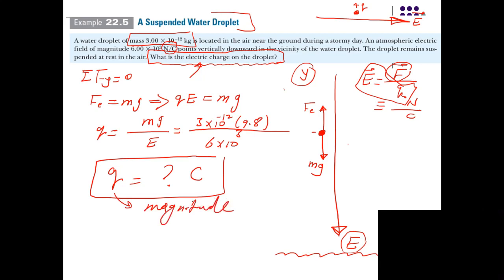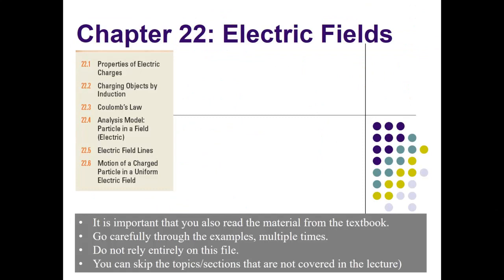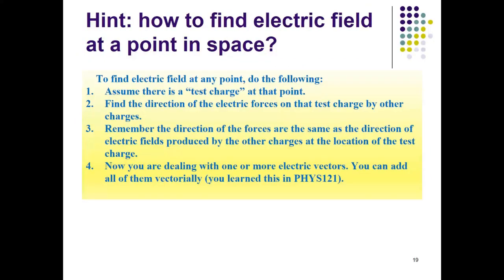It doesn't tell us if it's negative or positive, but from our thinking, we already knew the charge has to be negative. Because if the charge was positive, this force would be downward. You would have something like this: you would have mg and you would have Fe. So it would never be suspended. It would actually go much faster and hit the ground.